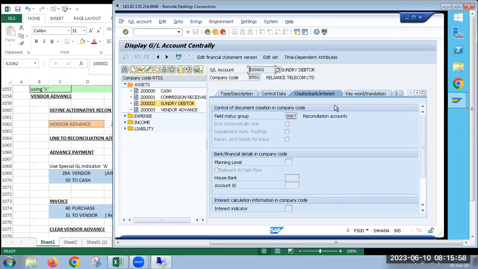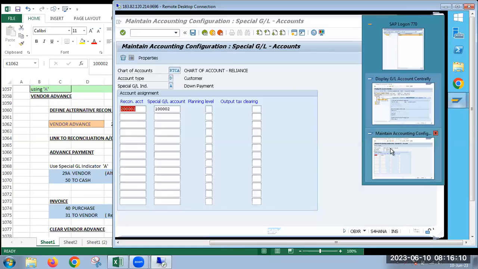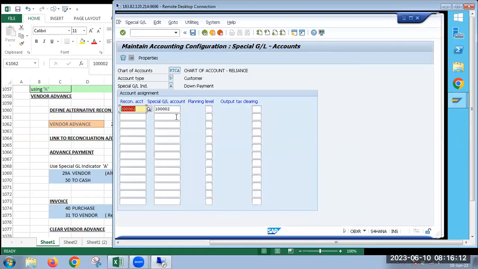We know how the transaction came: whenever we do a transaction to a vendor account or customer account, parallelly this account also will get updated, correct? Any doubt on that? Same way here, we are assigning another GL account. The transaction we post to that particular customer will get copied to this account at the time of advance.